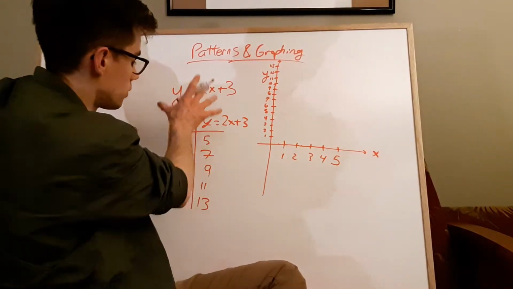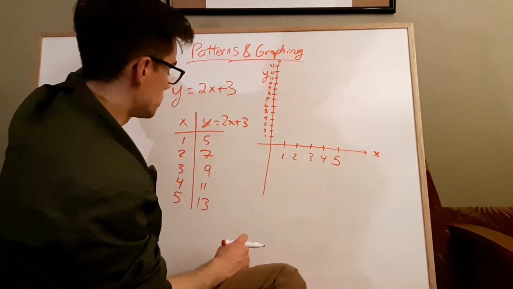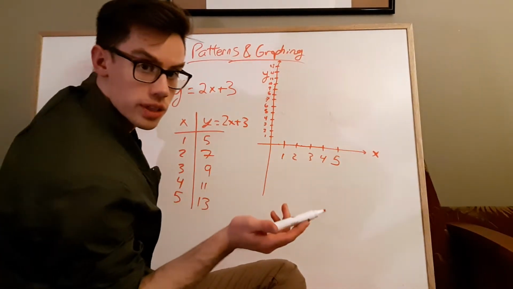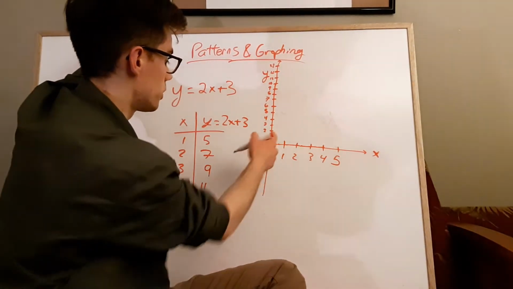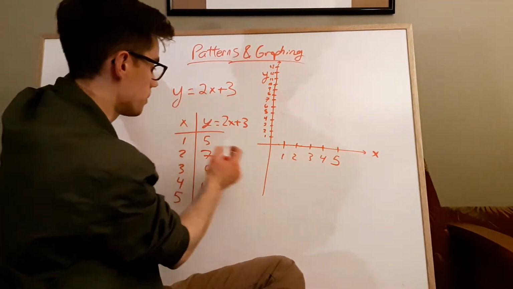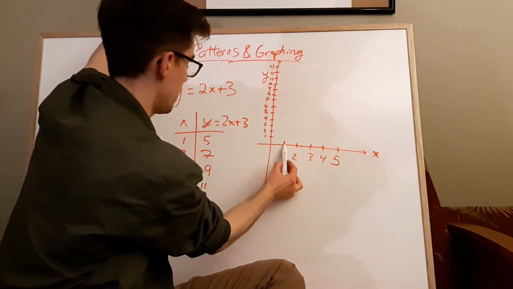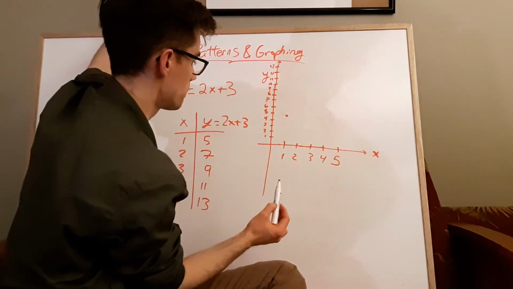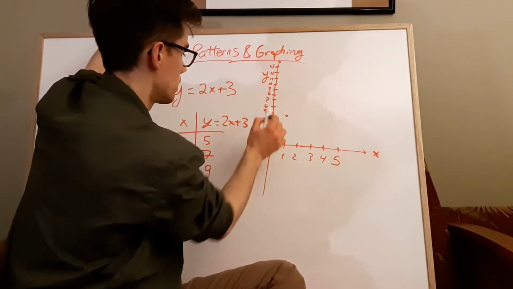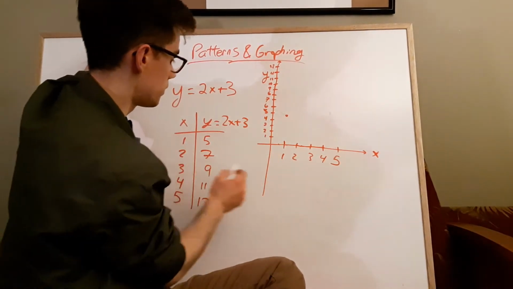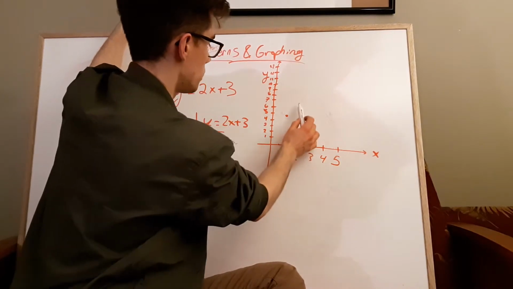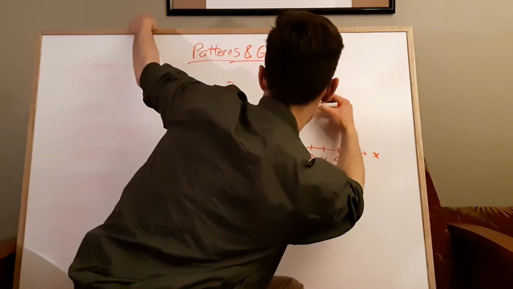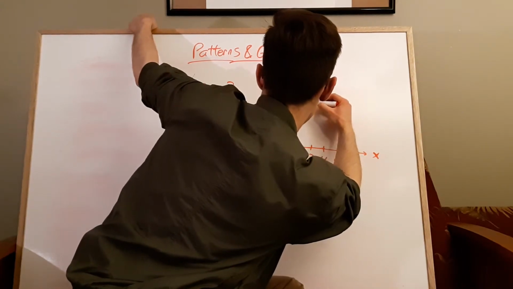So to put this information on the graph, all I have to do is look at these ordered pairs, as you can think of them, and put them on here. I have an x value of 1, that's right here, and a y value of 5, that's up here. So this point is going to be my first one. My next one is 2 and 7, so I go over to 2, and then I go up to 7. So that's going to be something like right there.